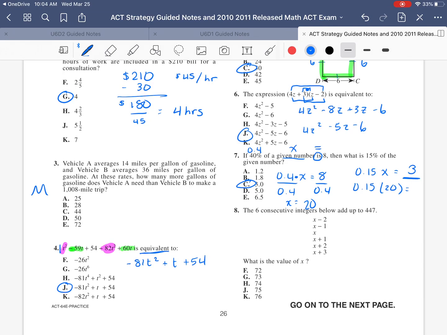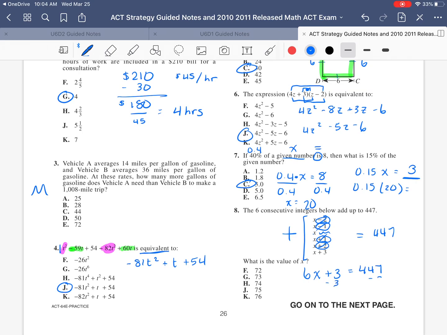The 6 consecutive integers below add up to 447. So here it says when we add all of these together, it's going to equal 447. So it's just combining a bunch of like terms. I have 1, 2, 3, 4, 5, 6 x's. And then I have a minus 2 and a plus 2, which I know cancel out. I have a negative 1 and a positive 1, which I know cancels out. This is 0, so that doesn't matter. And we have a plus 3 equals 447.